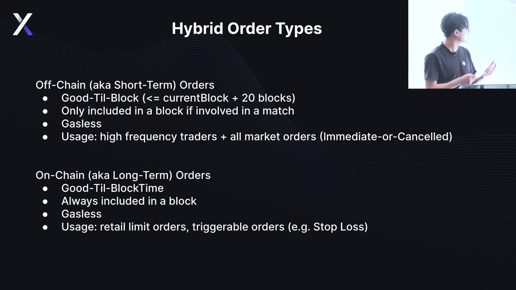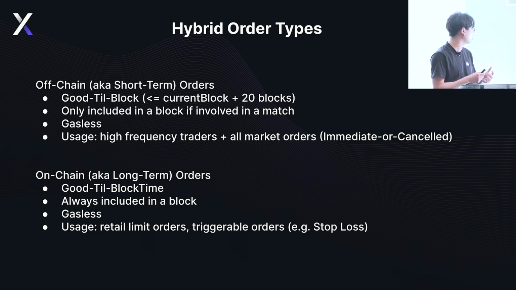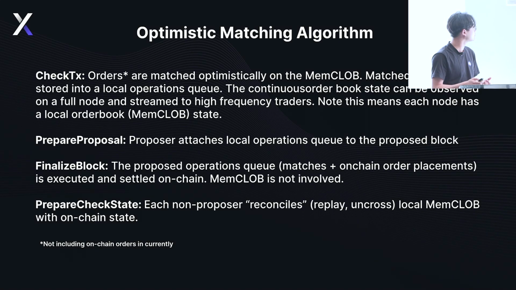Next we have on-chain orders, and we call them long-term orders because they're more long-term, right? They're for retail users. They have good-til-block-time or good-til-time semantics, just like your usual centralized exchange orders. They're always included in a block. They're gasless as well, and they're primarily used for retail limit orders and triggerable orders. Also, if you're a market maker and you want some guarantee on your orders, you can use these as well.